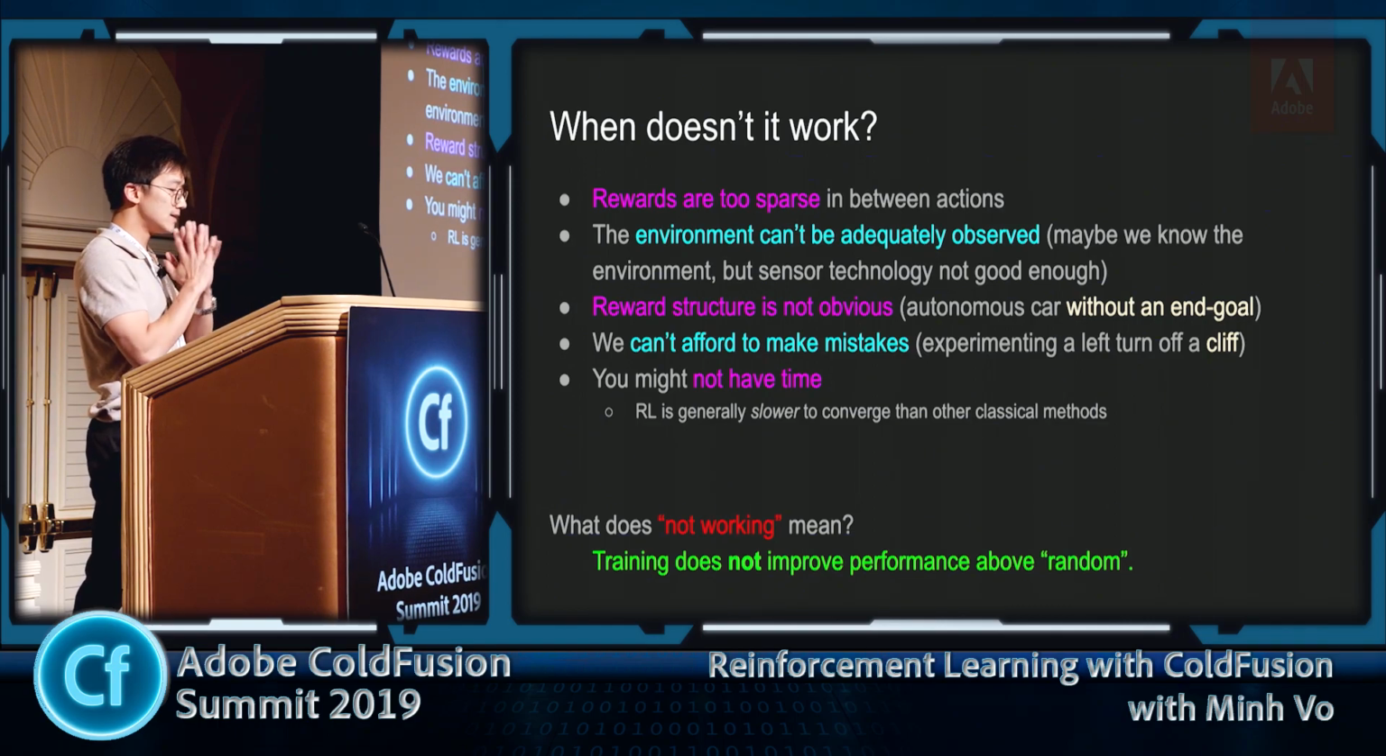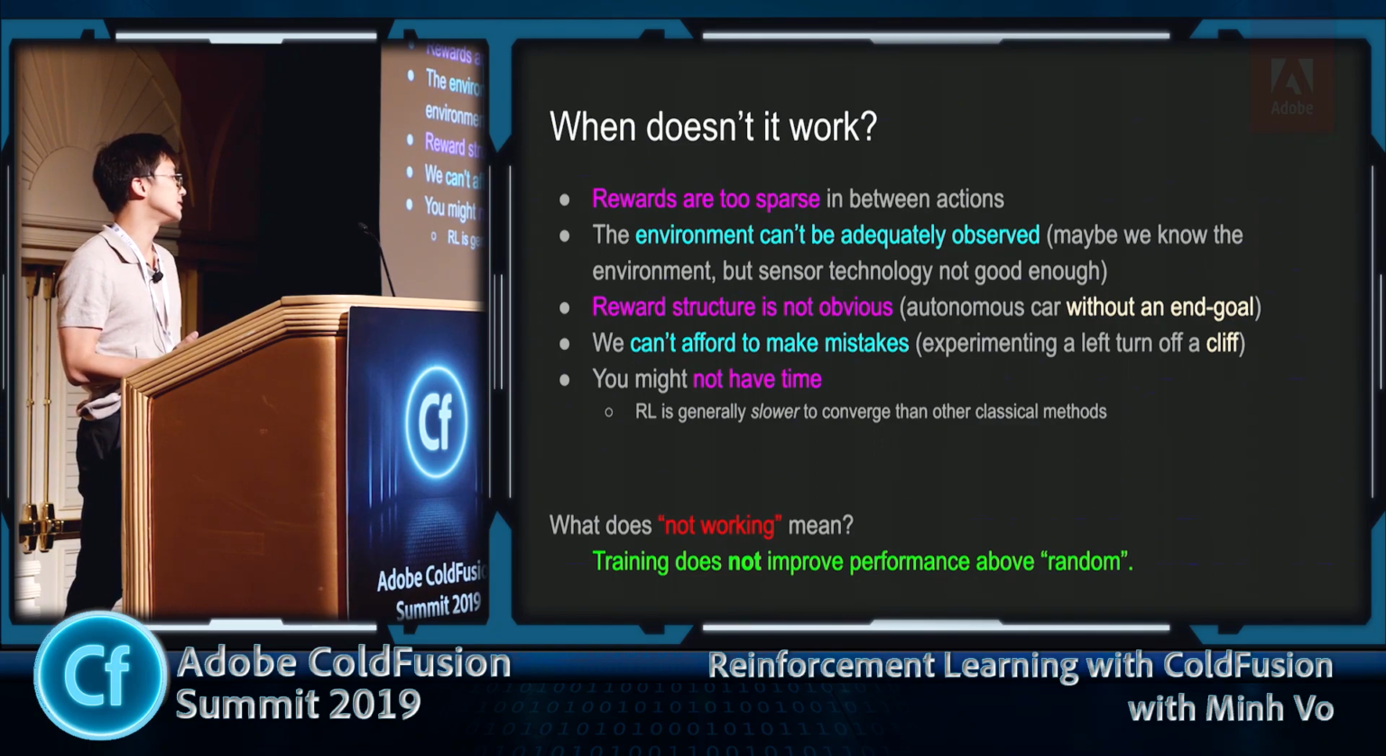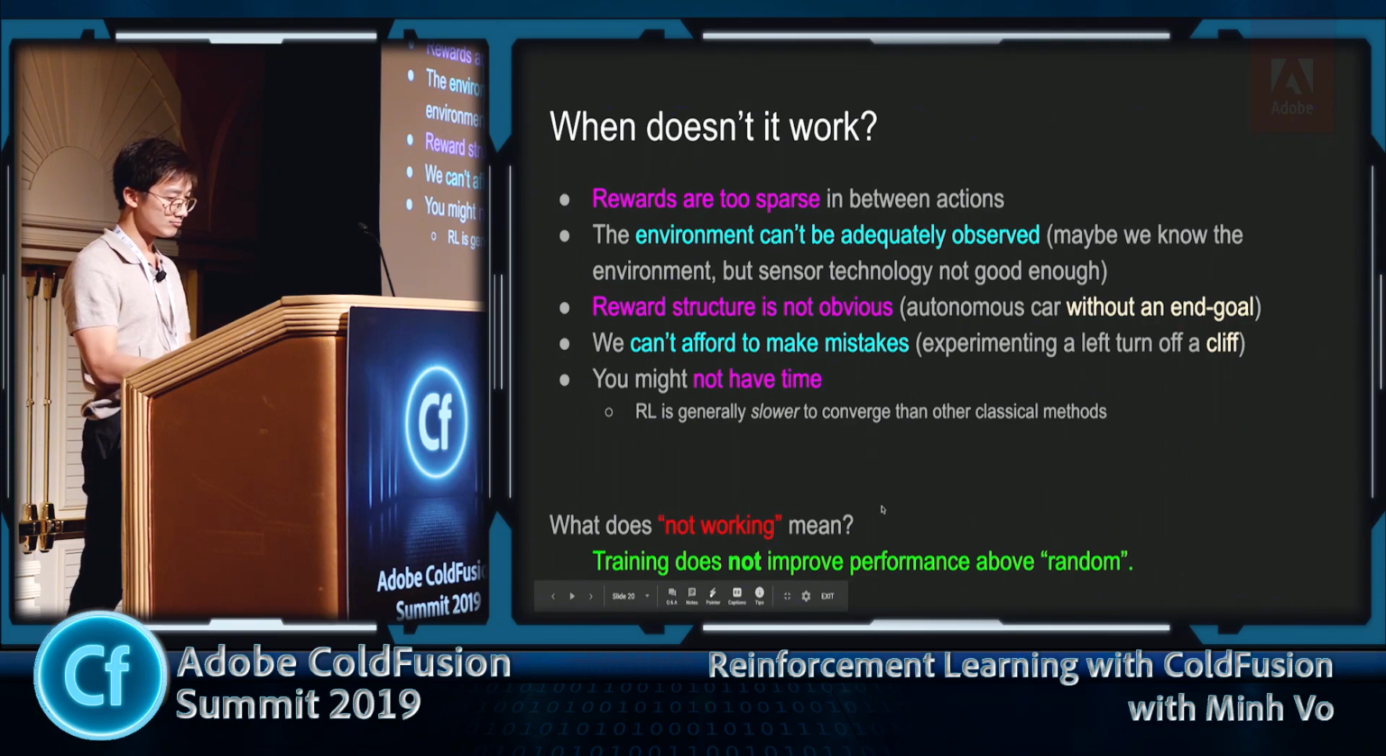And it also doesn't work when the environment can't be adequately observed. Maybe we don't have sensor technology to measure what we need to measure. So it's just those kinds of things. The reward structure might not be obvious, or we can't afford to make mistakes. For instance, if you put this in a self-driving car and it's up on a cliff and a left turn means falling off, you don't want that to be the random action. So you can't afford it. Or you just might not have time. And what does not working mean? It just means that training does not improve performance above random.